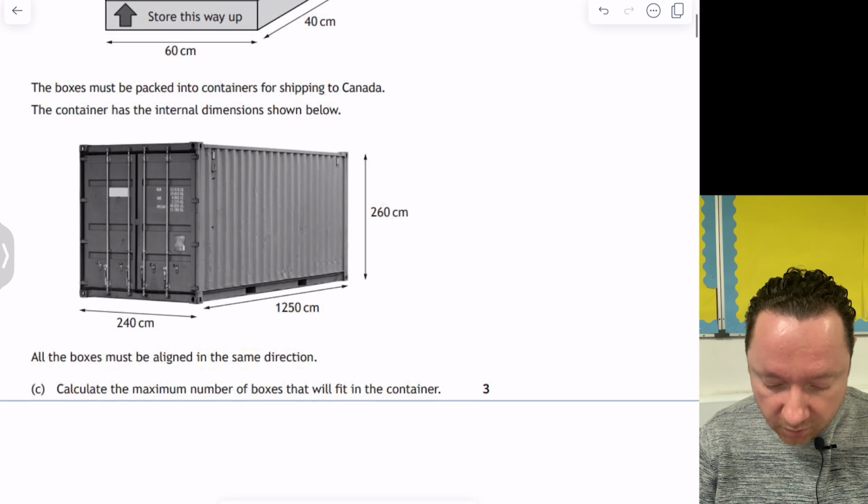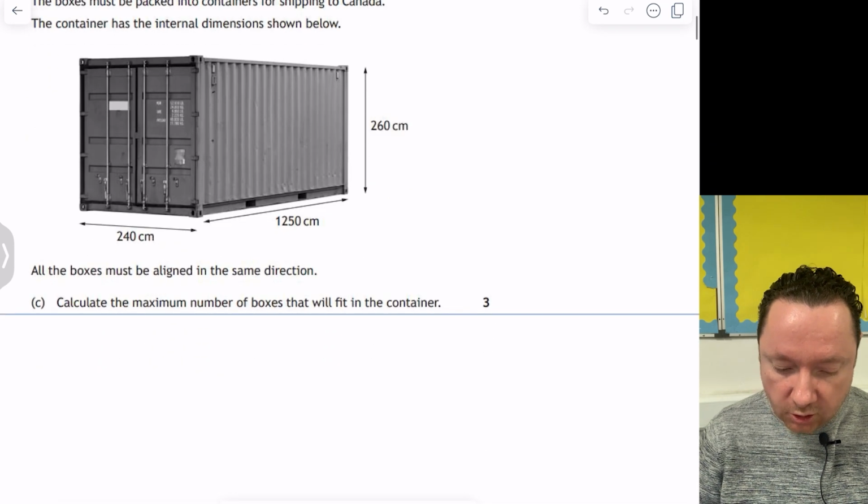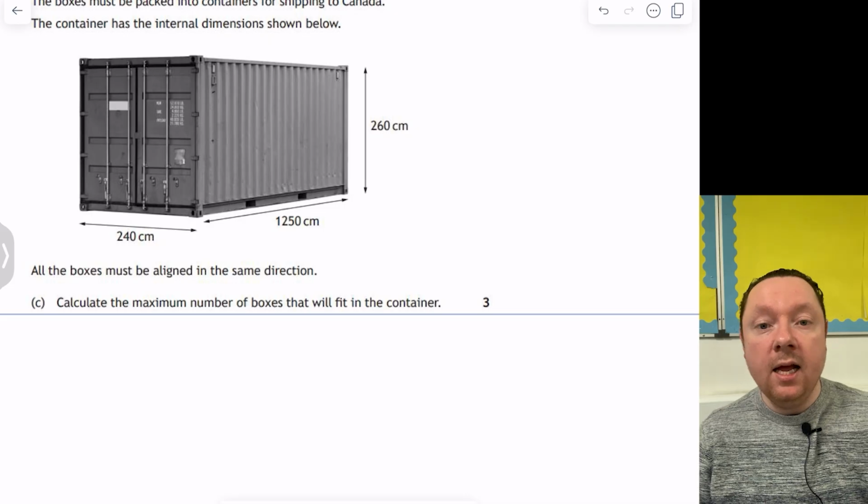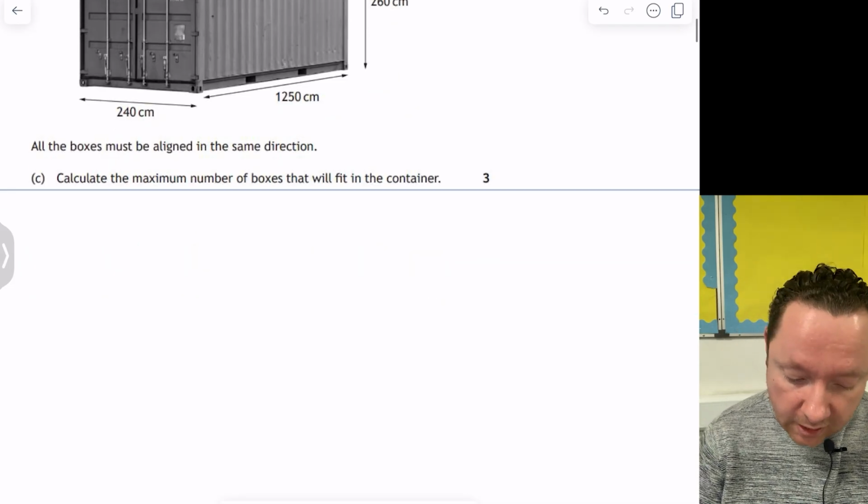Calculate the maximum number of boxes that fit into the container. So there's a process you can do this, and this is my process. You might have seen this before, hopefully you have. I draw a little table.